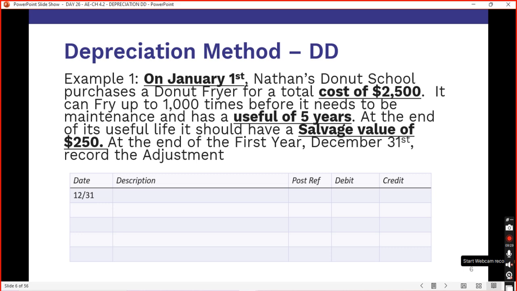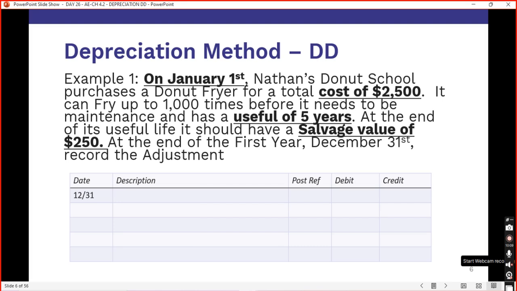Number 2 is to determine the estimated useful life in years or production, right? In this case, we're focusing on years for double declining. So therefore, we said it will last you at least 5 years, optimal, okay? 5 years. Third one is determining if there's a salvage value. In this case, we do have a salvage value of $250. Fourth thing was the date that you placed into service. Here, we did it on January 1st. And last but not least, number 5 is to determine the depreciation method, which we are doing double declining.